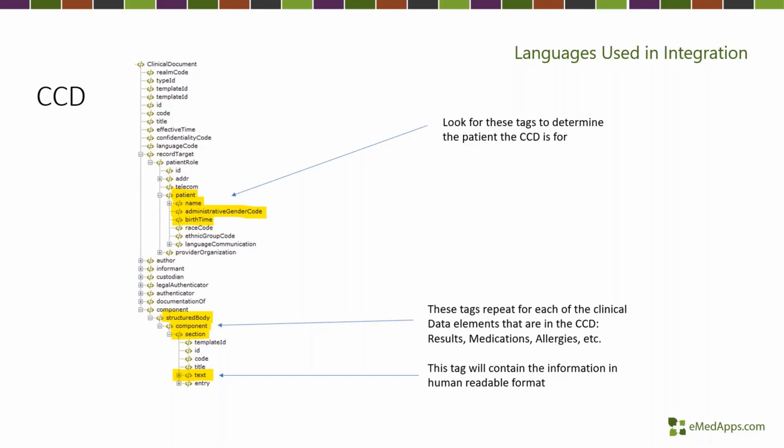And you can dig down into that node structure and find that patient node, and underneath that patient node is all the demographic information for that patient. So you can identify who the patient is that's associated with this message.